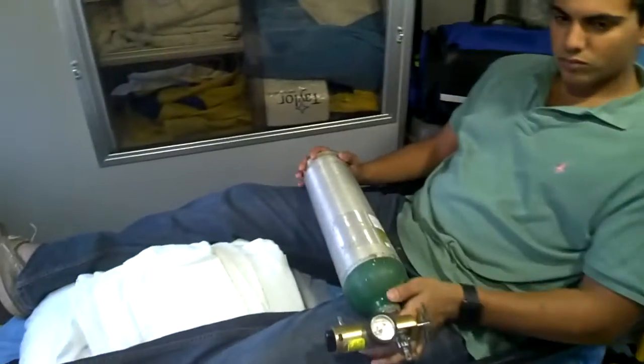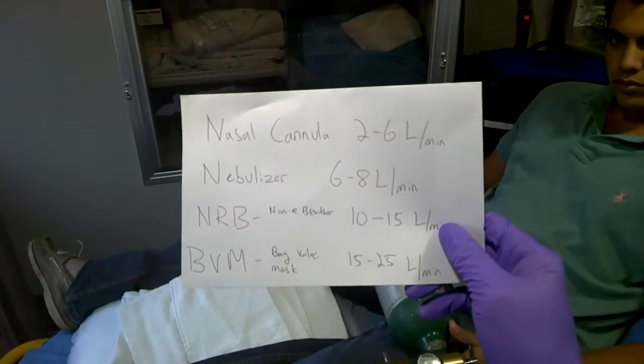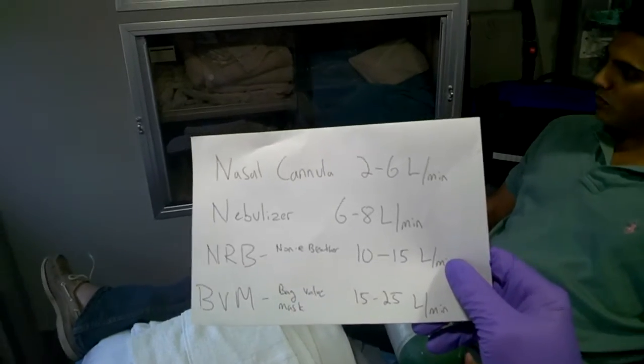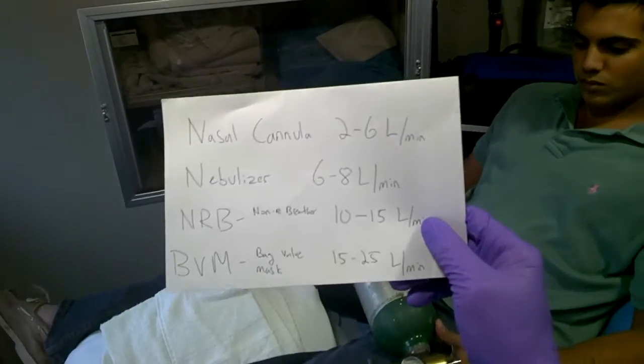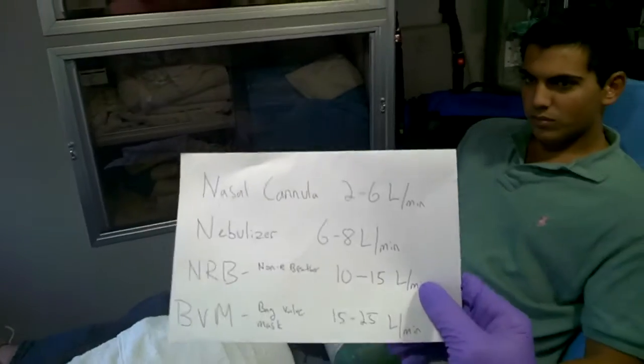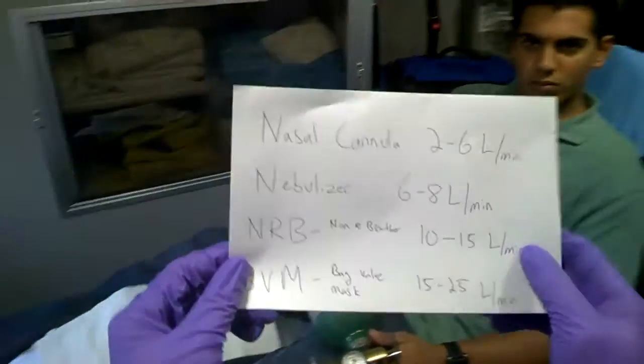Now there are 4 different types of oxygen therapies that we could give: the nasal cannula, nebulizer, Non-Rebreather, and the bag valve mask, which all have different flow rates. For today, we're going to be going over the Non-Rebreather. Okay.